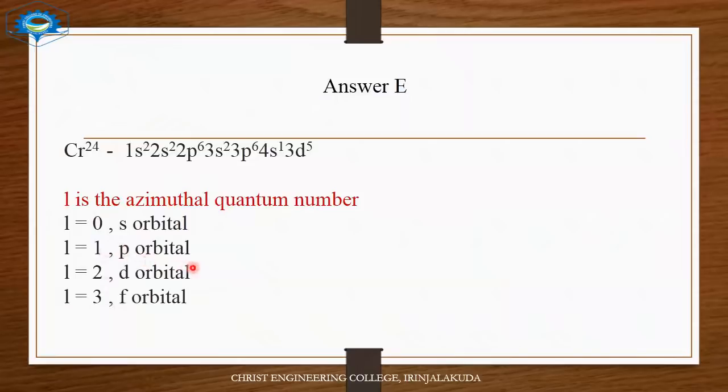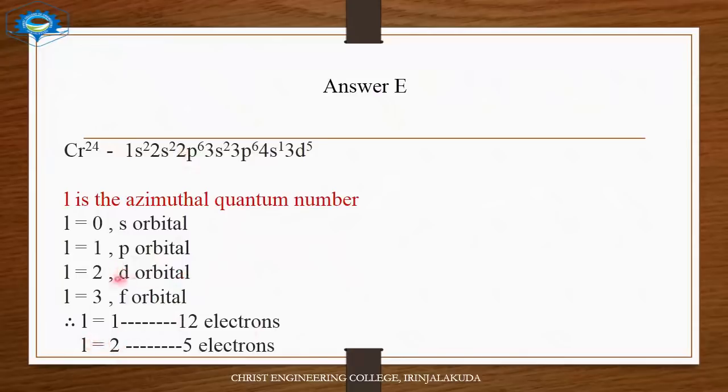So in our question, we have to calculate the number of electrons present for L equal to 1 and L equal to 2. L equal to 1 means it is the p orbital. So how many electrons are present in the p orbital? Here 2p6 as well as 3p6, total 12 electrons.